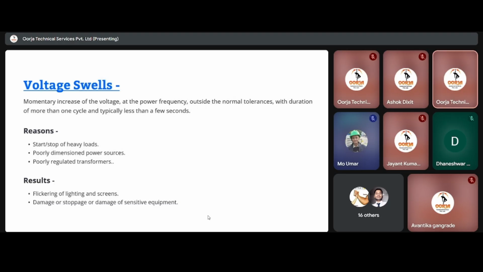Voltage swells. Momentary increase of the voltage at the power frequency outside the normal tolerance with duration of more than 1 cycle and typically less than a few seconds. Reasons: start-stop of heavy loads, poorly dimensioned power sources, poorly regulated transformers. Results: flickering of lighting and screens, stoppage or damage of sensitive equipment.